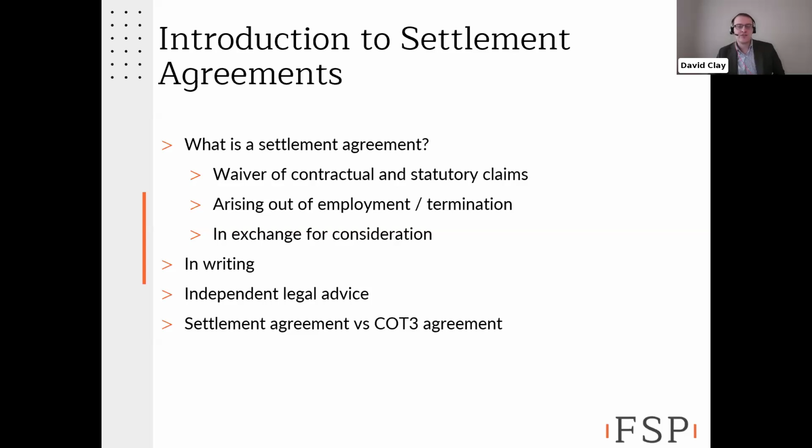Another advantage is that certain employment claims can only be waived using a COT3 agreement. So an example would be claims related to failure to properly inform and consult with an employee in connection with a TUPE transfer scenario. So that would be where you've got the sale of a business or a service provision change following an outsourcing or retendering, for example. And there are a few other examples, but the COT3 agreement has value in that it can be used to settle some types of legal claims that will not be effectively waived if you try to achieve that via the standard settlement agreement.